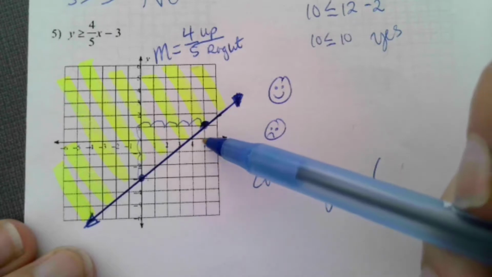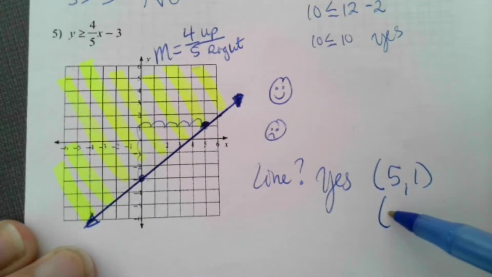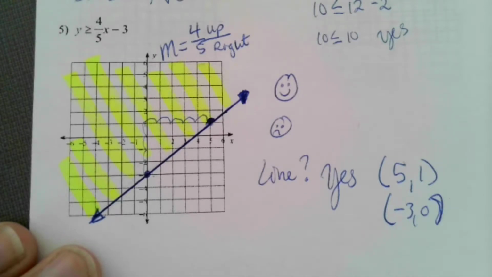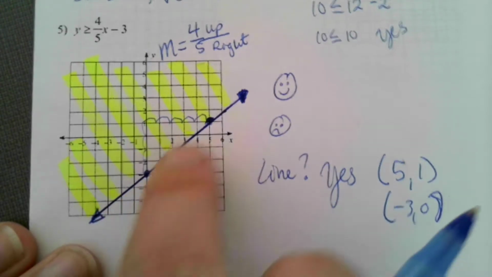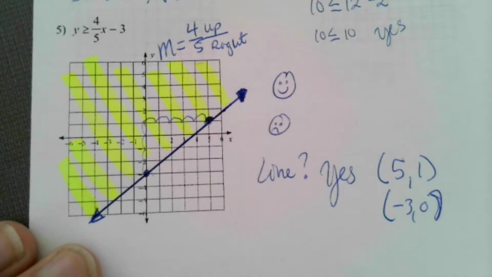I'm going to pick 5, 1. You could have also picked -3, 0. Either one of those is fine. Give you a second to write it down. You can use any point that's actually on the line. Yes, you can. Because it's got the equal to, we can use the line.